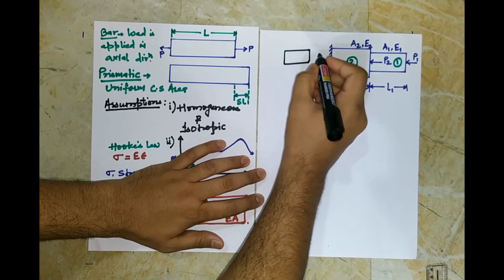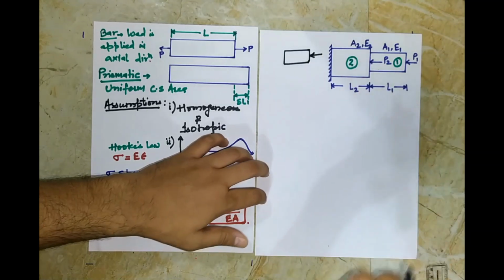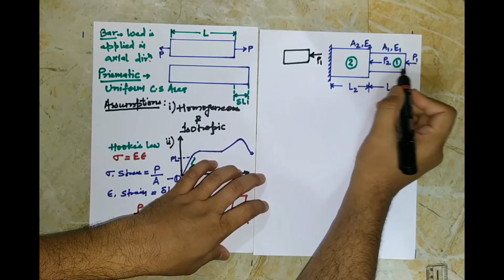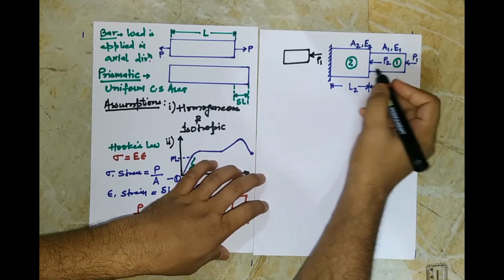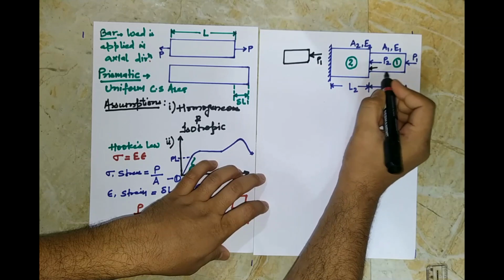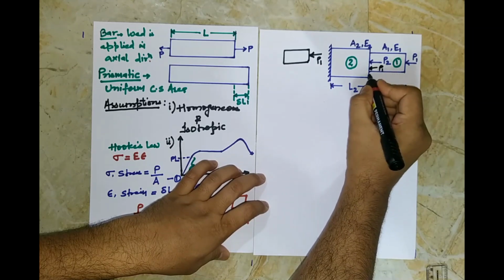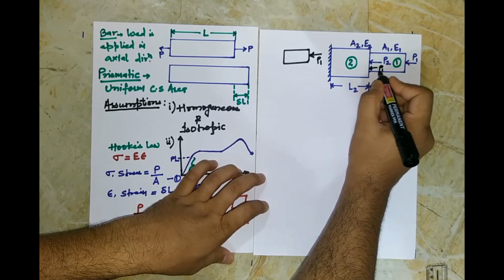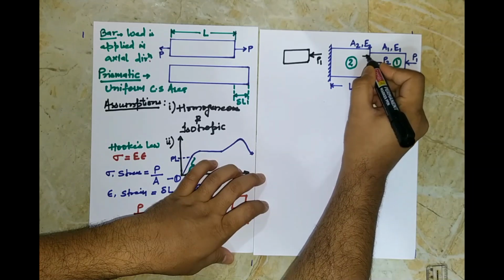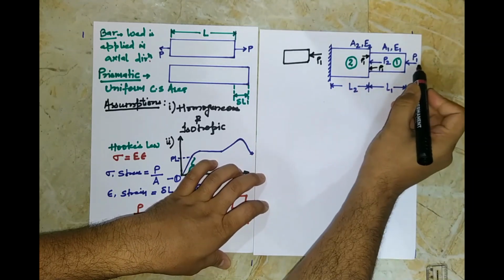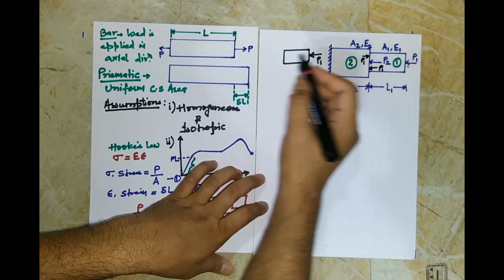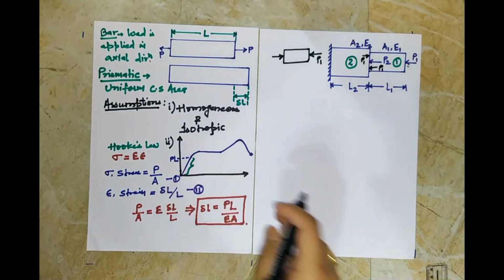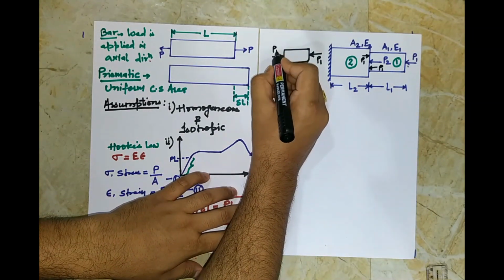As we draw the first element, we find that a load P1 is acting on it on this side. Since this element applies a load P1 on this one, this element in turn, as per Newton's third law, will apply a load P1 on this one also. So a P1 load acts from here and a P1 load acts from this side. So it's compressive. P1 is acting from this side also.